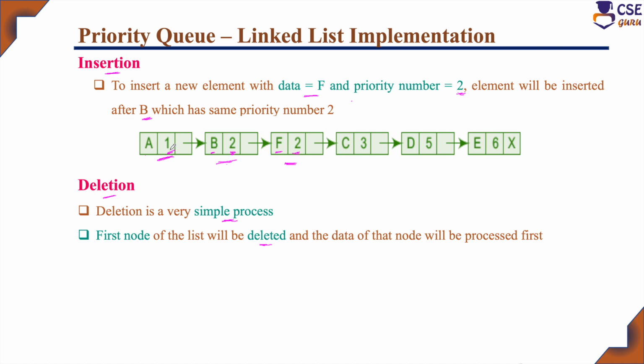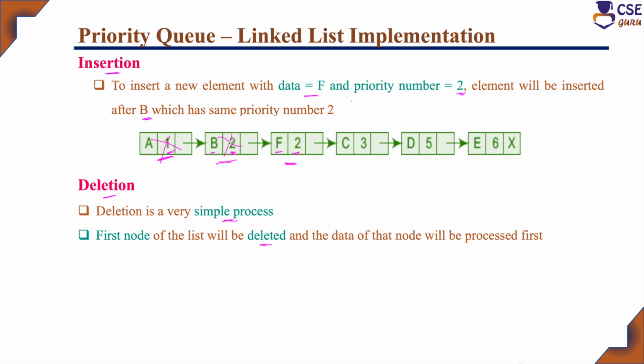So first if you want to implement deletion, node A with priority number 1 will be deleted first. Next if you want to implement deletion, the node with priority number 2, that is B, will be deleted next. Likewise, the deletion process will be handled. No tricks you need to follow in the deletion process. A simple process: the first node in the list will be deleted because the list is already sorted.